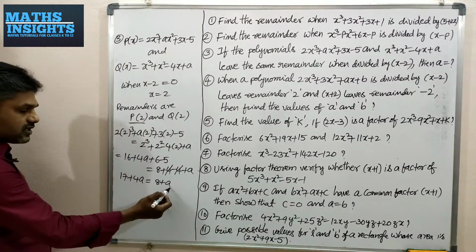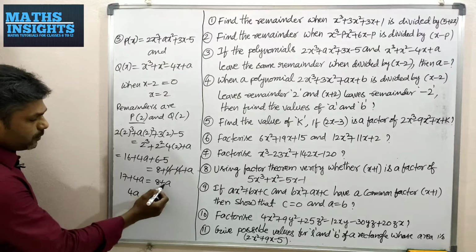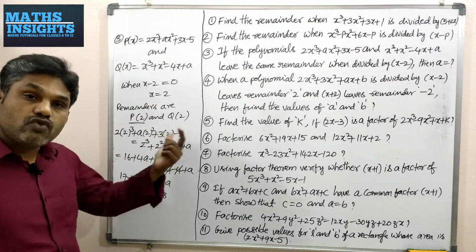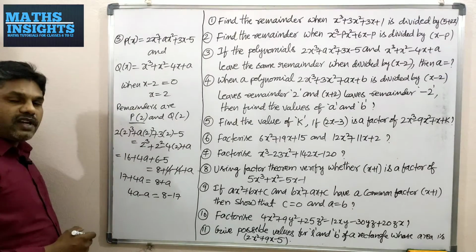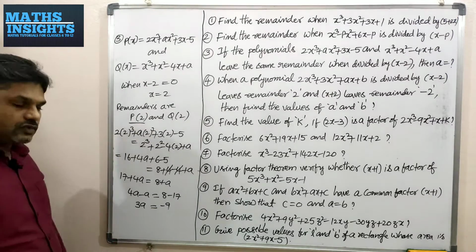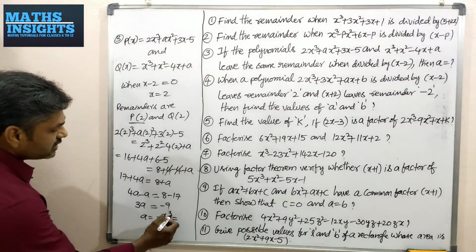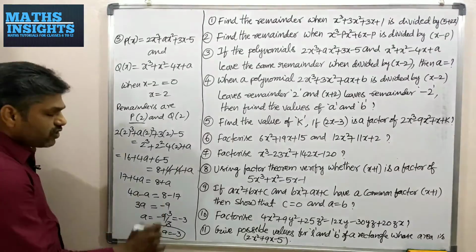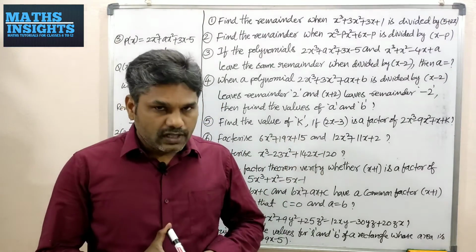I am taking this plus a to this side and this number to that side. Therefore 4a minus a, and 8 will be there, and this 17 goes to the other side, its sign will change, minus 17. Therefore 4a minus a is 3a, which equals minus 9. Therefore a value will become minus 9 by 3, that is minus 3. Therefore a equals minus 3. In this way you may calculate whatever unknown they have put in the given polynomials.